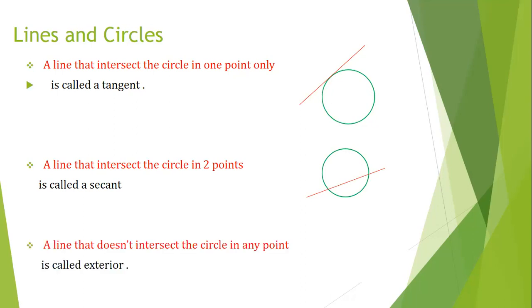Now, a line that doesn't intersect the circle at any point, and as you can see, if it's outside of the circle and it's not touching the circle at all, then we call it an exterior line.